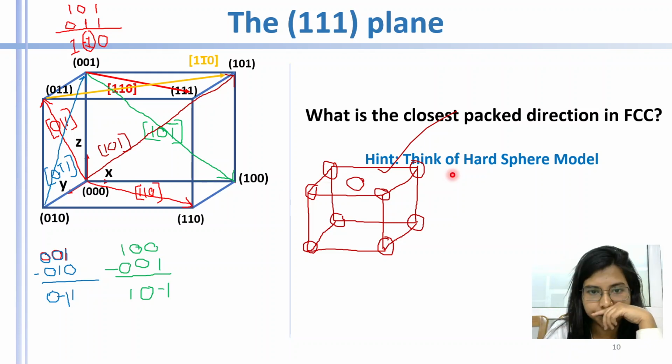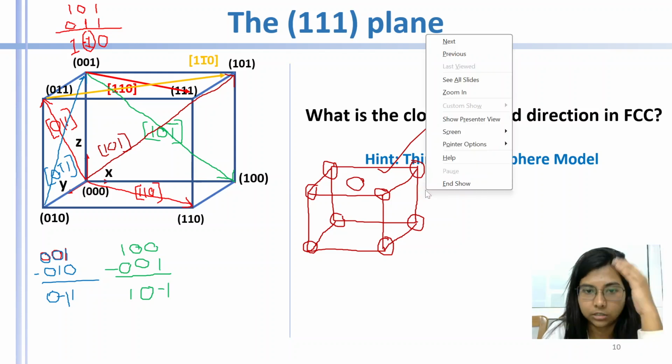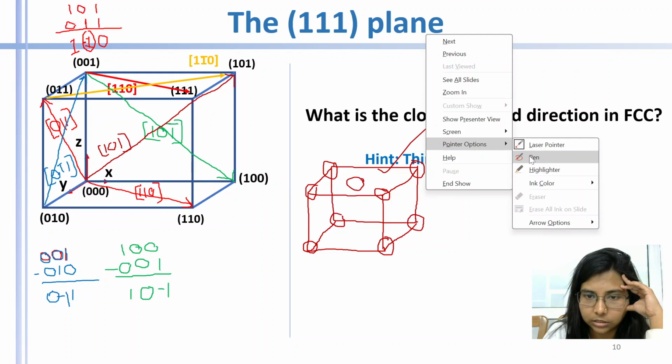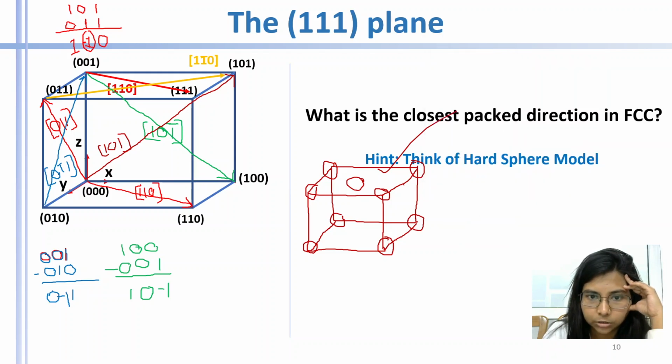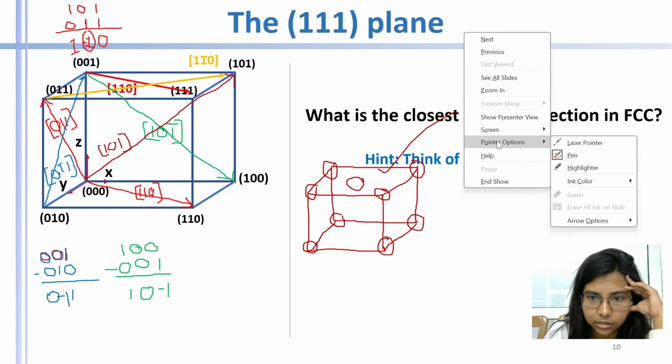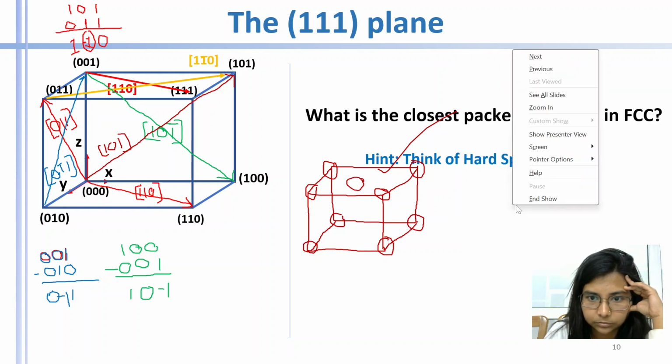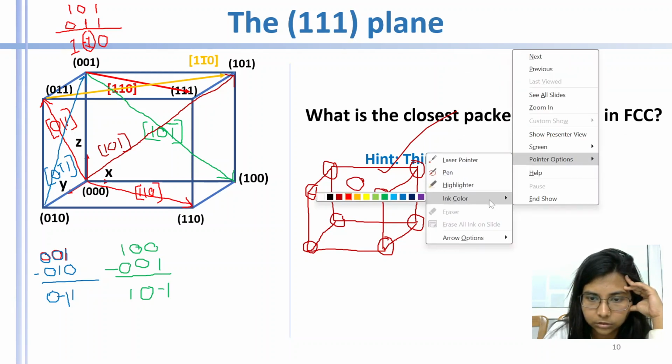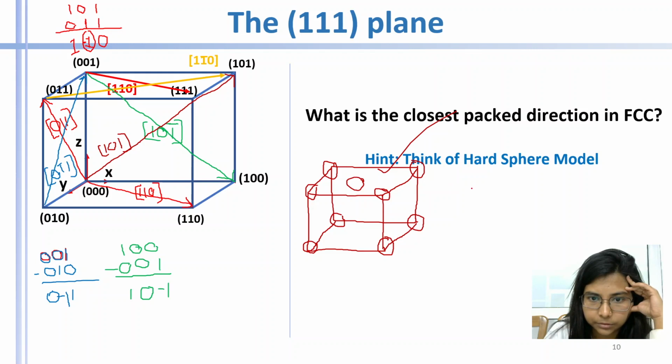the vector, okay, if we think of a vector going from here to here, it is touching an atom at some point or the other. Okay, so let's try to understand that. So now I will draw this as a hard sphere model. Let me change. Yeah, it is fine.